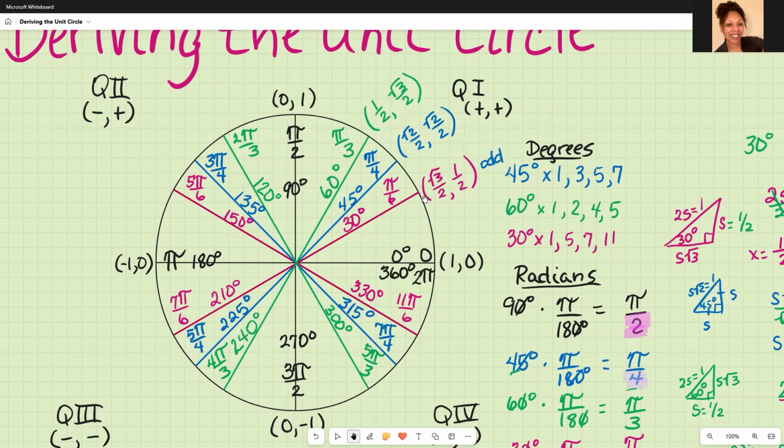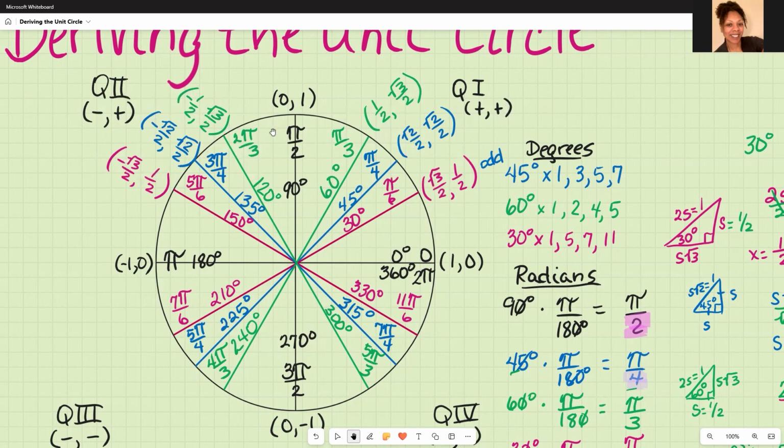So this is what it will look like once I reflect over the y-axis. What you should notice is I have the same coordinates across from each other. The only difference is these are both positive because that's what x and y should be. And then here the x's are all negative and the y's are all positive.